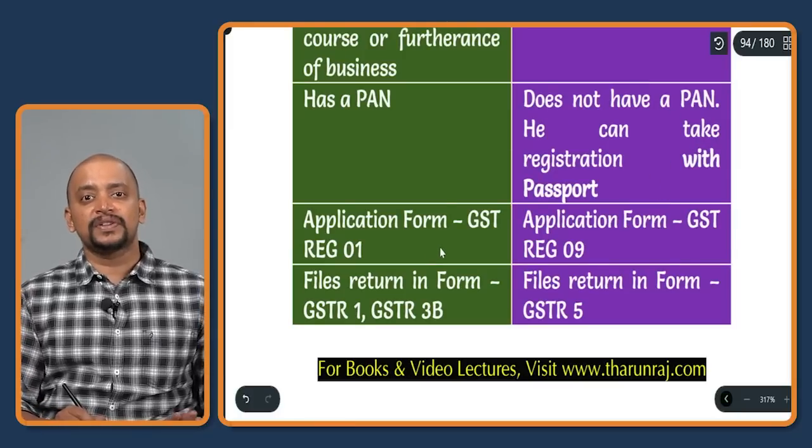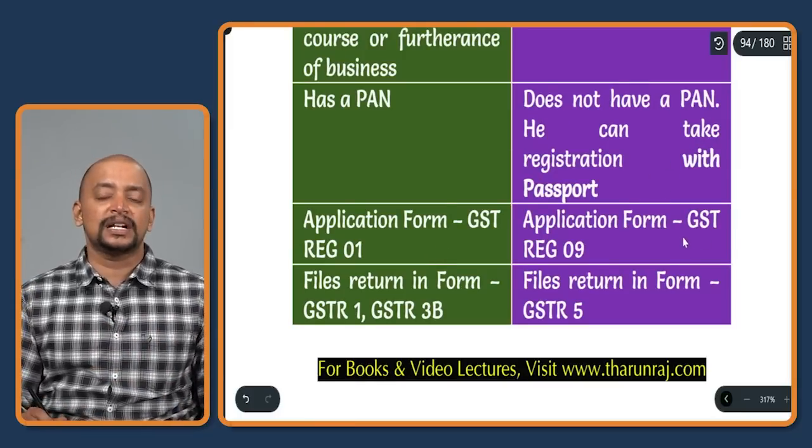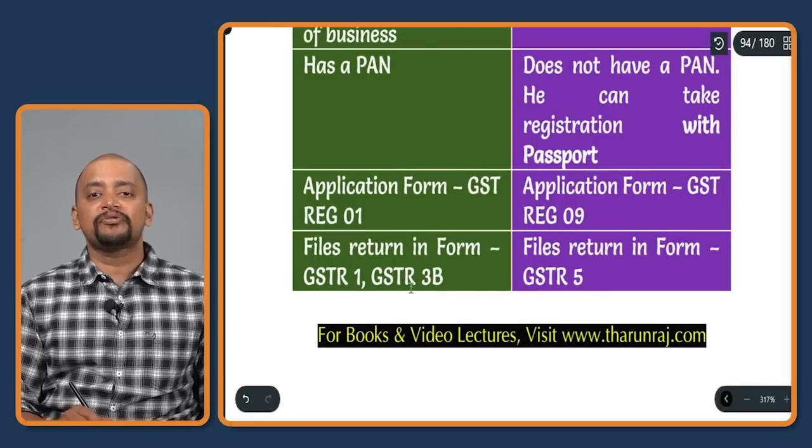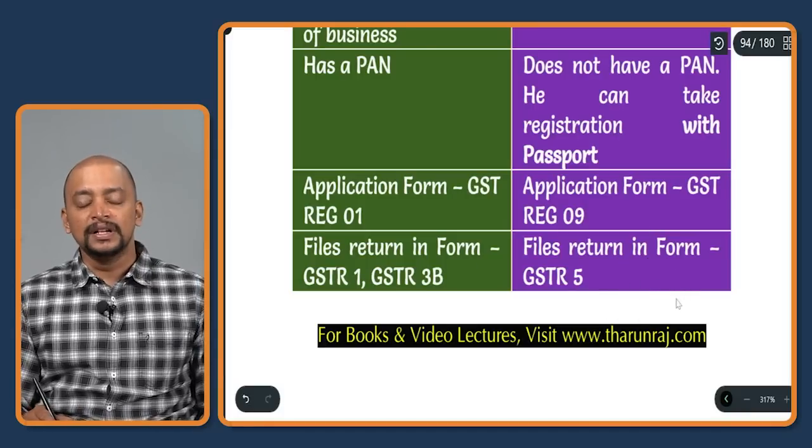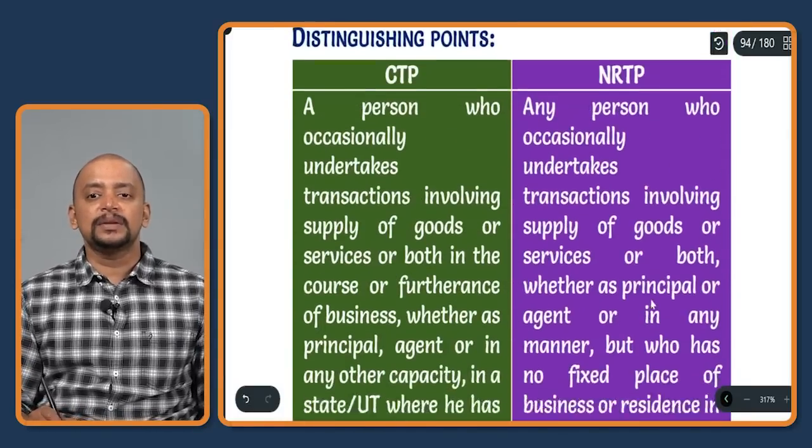CTP should make an application for registration in regular REG 1, but NRTP in REG 9. And CTP should file returns in GSTR 1 and 3B, but NRTP in GSTR 5. So that is the difference between CTP and NRTP.